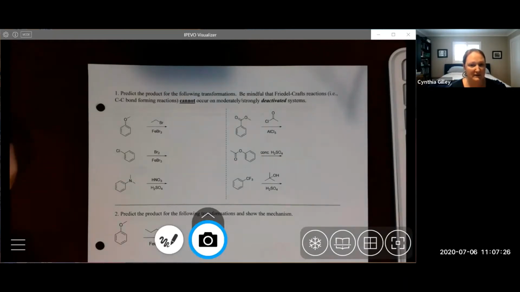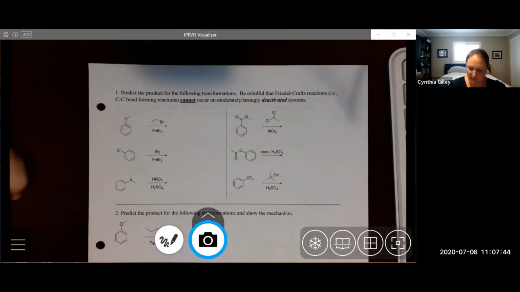Because the Friedel-Crafts electrophiles are just not as strong as some of the other electrophiles. Okay, so they can't overcome the extremely poor nucleophile that is created from a deactivated system.